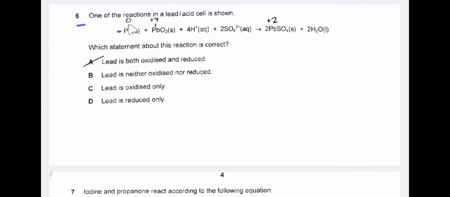So for lead, its oxidation state is 0. Then PbO2: in this formula, its oxidation state is +4, that is X plus (-2 into 2) is equal to 0, so the value of X is +4. Then for PbSO4, SO4 is -2, so the oxidation state for lead is +2. So 0 to +2 is oxidation and +4 to +2 is reduction. So the answer is A.